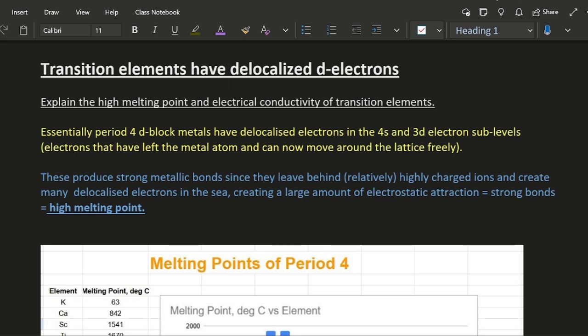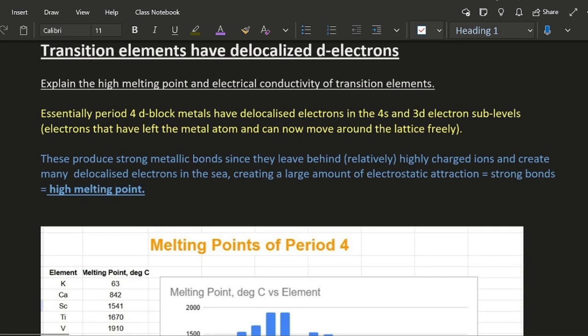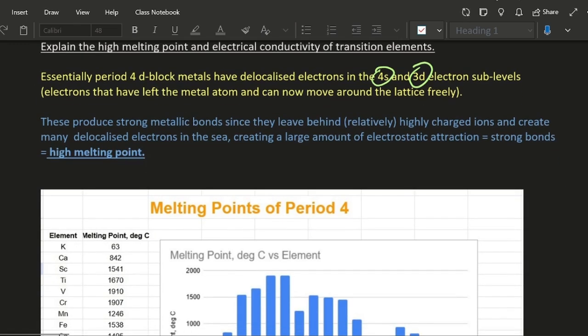Well, to cut to the chase, essentially period 4 d-block metals have delocalized electrons in the 4s and the 3d sublevels. Delocalized means the electrons have left the atom and can now move around in that metallic lattice freely. So these produce strong metallic bonds since they leave behind relatively highly charged ions and create many of these delocalized electrons in the sea.